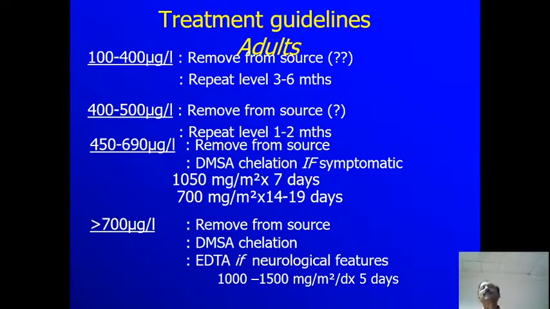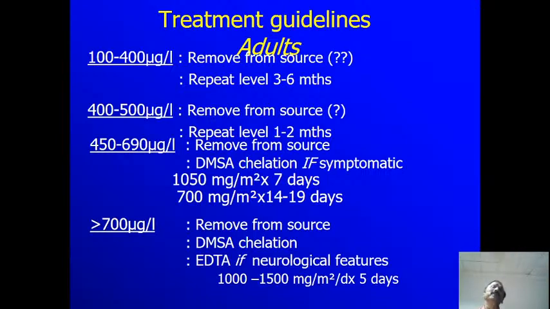Now these are the treatment guidelines which we have, generally used in industry. For 100 to 400 micrograms per liter, you just remove from the source and wait, because you don't need to chelate for such levels. Repeat the levels at 3 to 6 months. At 400 to 500 micrograms also, we really don't want to give them a chelating agent. Just take them away from the source and repeat the levels after 1 to 2 months.